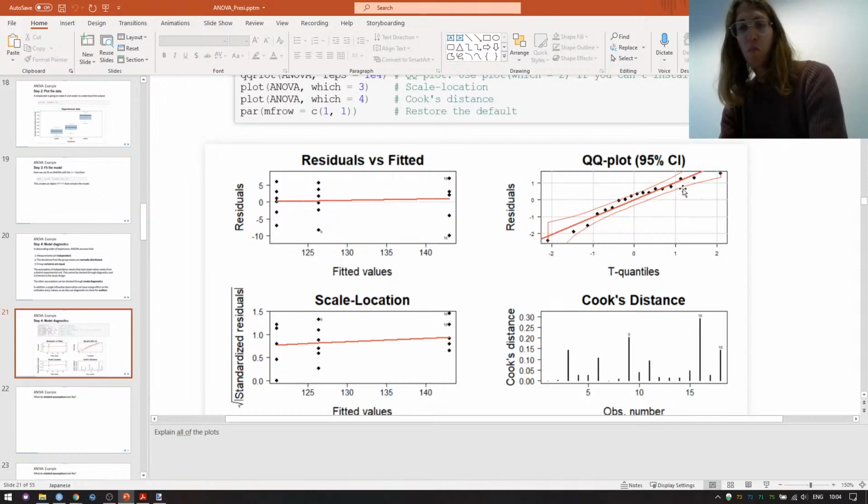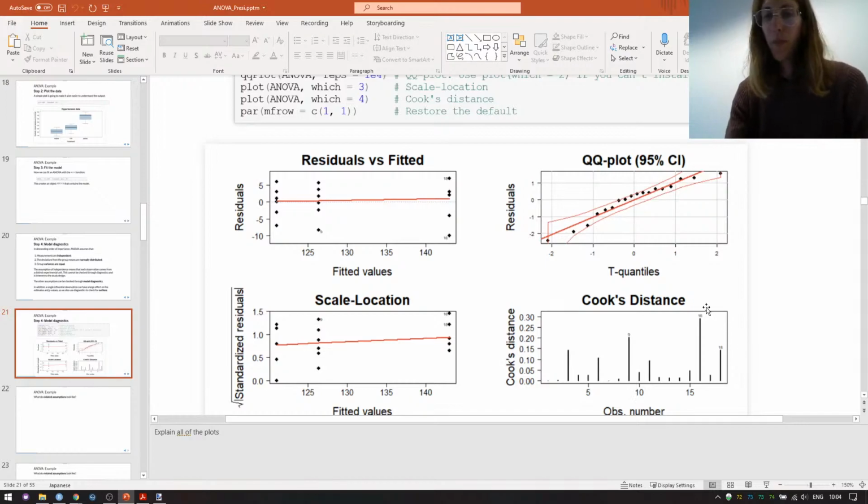Now, there doesn't seem to be any big deviations from normality. All the points seem to fall quite nicely within the 95% confidence interval, and there's no weird shape. It does look kind of like a straight line.